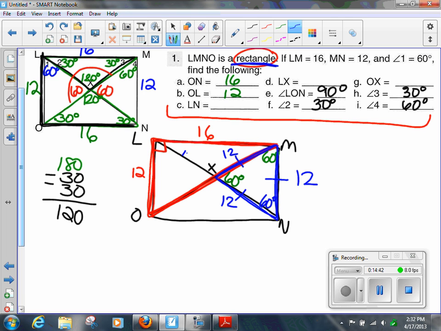Why? They do bisect each other. Why do the diagonals bisect each other? Because this is a rectangle or because it's really a parallelogram? Because it's a parallelogram. Why also? What do we know about the diagonals in a rectangle? This is one of those properties you've got to study tonight.